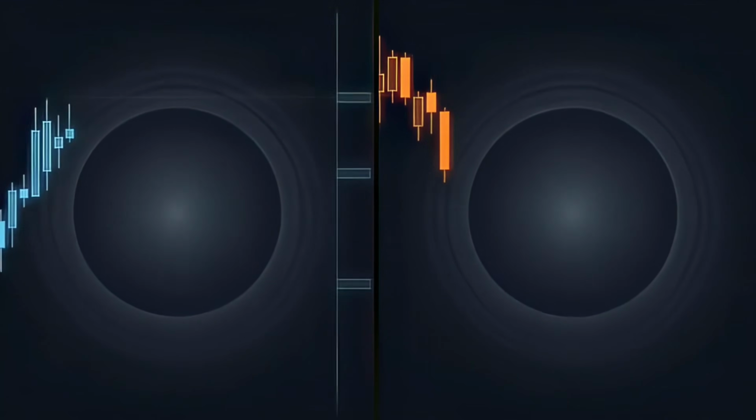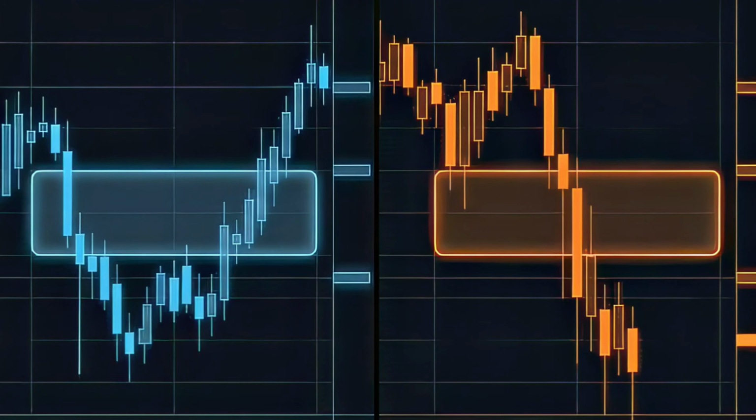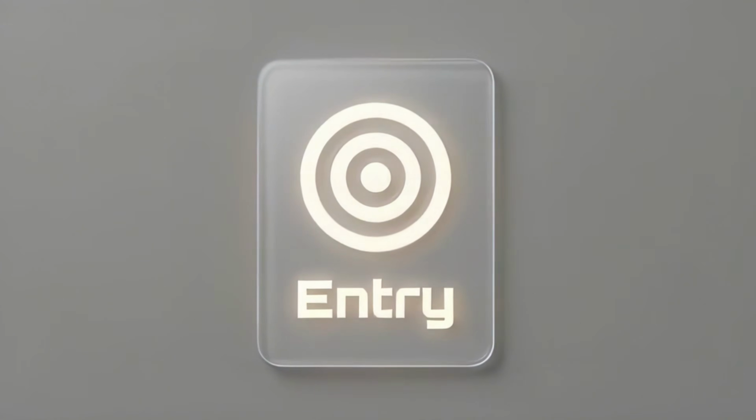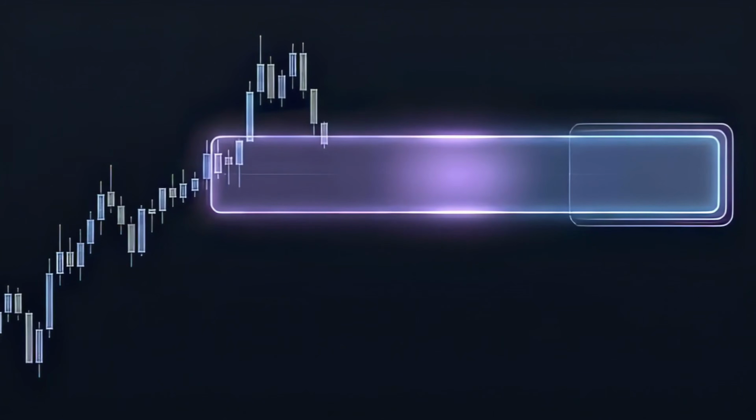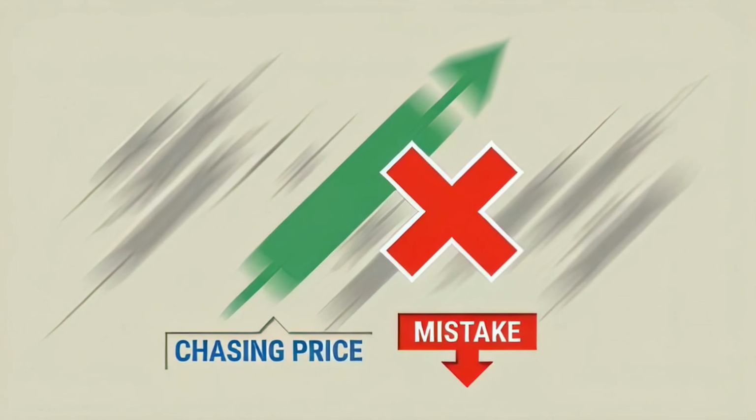It is a tendency, not a law. Plenty of gaps never fill at all, and some get blown straight through. But it is consistent enough to build an entry around, and that is exactly why this setting earns its place on your chart. That is why it is so useful. It gives you a specific, pre-marked zone to wait for, rather than chasing a candle that has already moved.